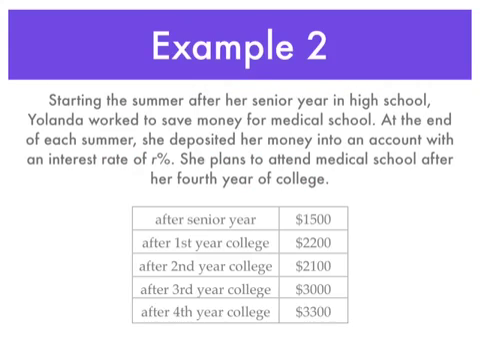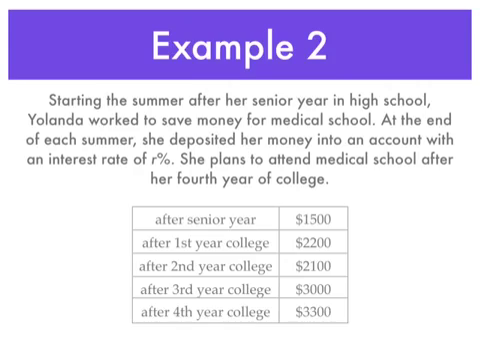Okay, this is one very specific example of a way that you could use polynomials to set up equations. I'm doing this one specifically because there's a question just like this on your homework assignment tonight. Okay, so starting the summer after her senior year, Yolanda worked to save money for medical school. At the end of each summer, she deposited her money into an account with an interest rate of R%. She plans to attend medical school after her 4th year of college.